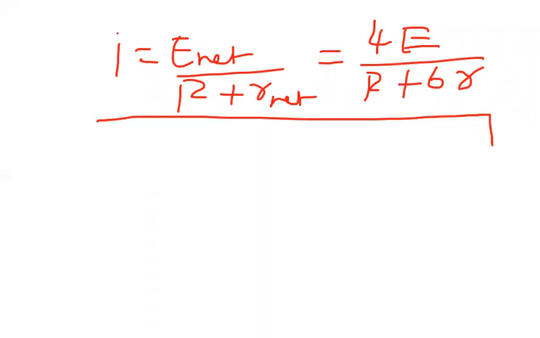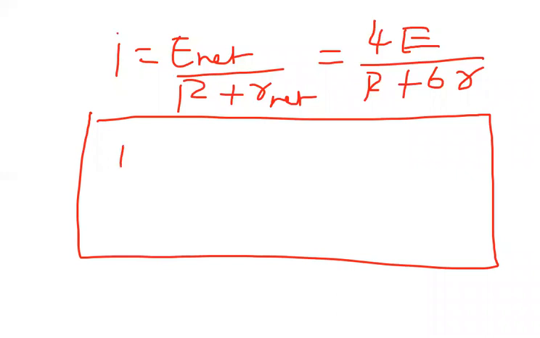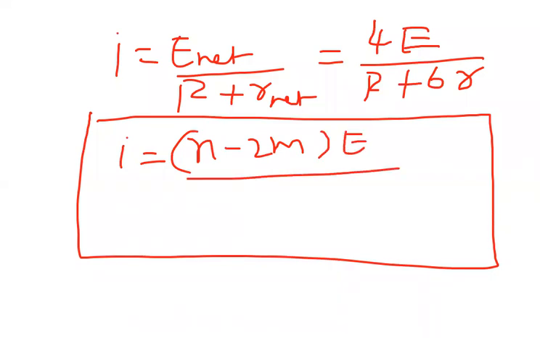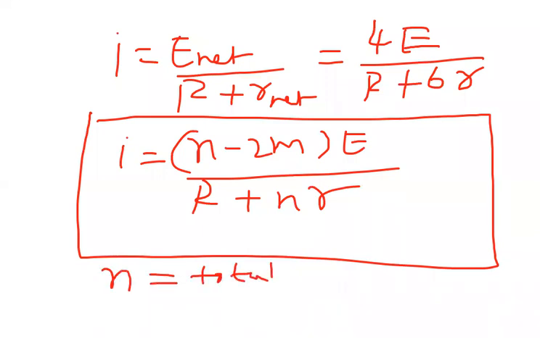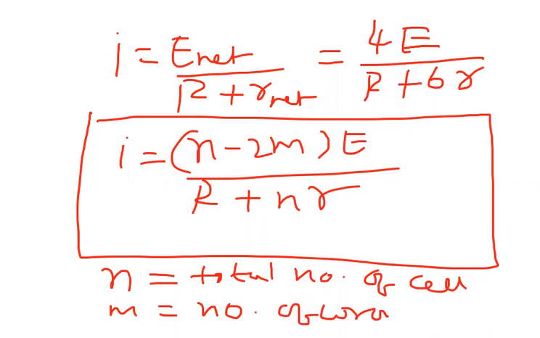So for wrongly connected cells, I am writing the generalized formula. I is equal to (N minus 2M) into E by R plus NR. You remember? This is the generalized formula for wrongly connected cells. N is the total number of cells, and M is equal to the number of wrongly connected cells.